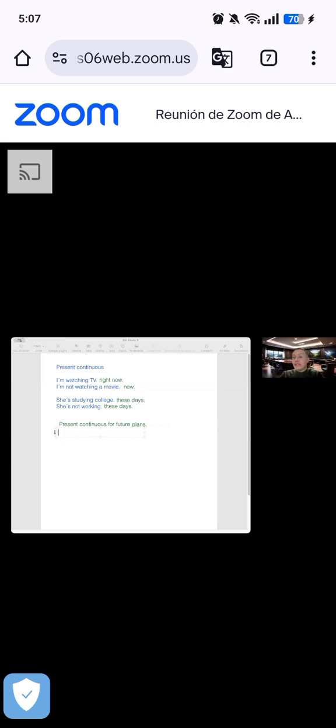How are we going to see the difference between present continuous for something happening right now, present continuous for something happening these days, and present continuous for future plans? How are we going to see which one it is? The context, the complement. But check. For example, I'm recording the soccer game.